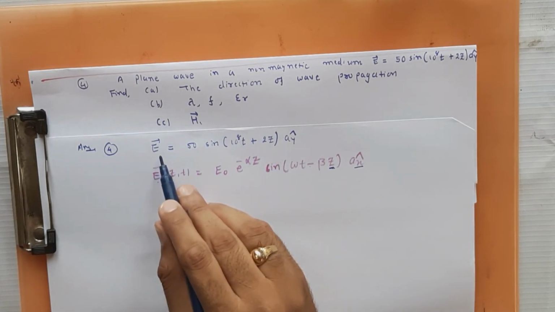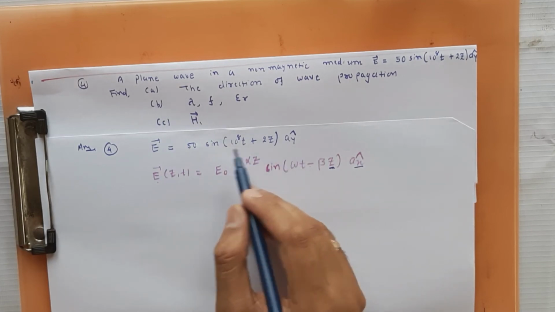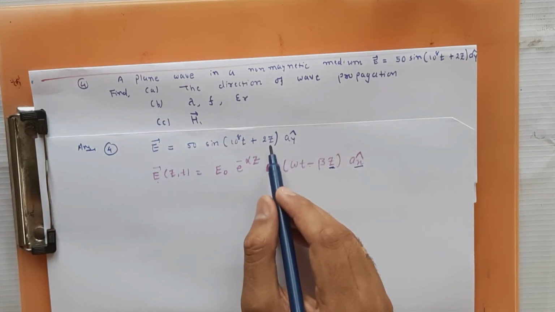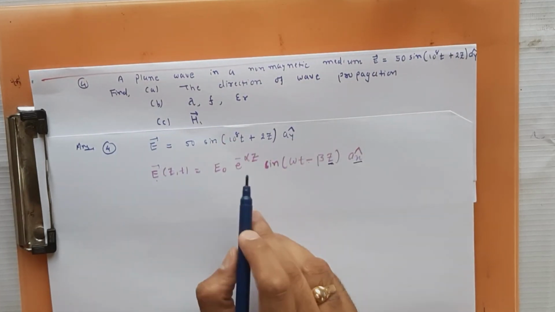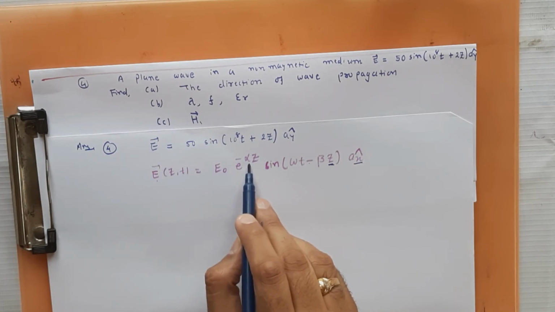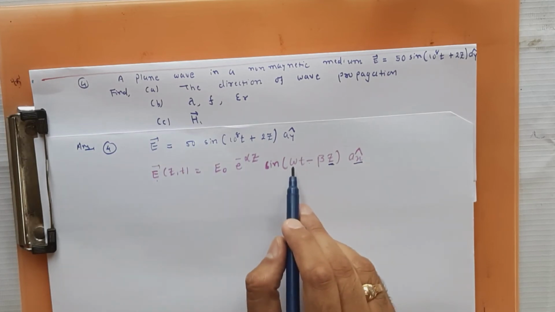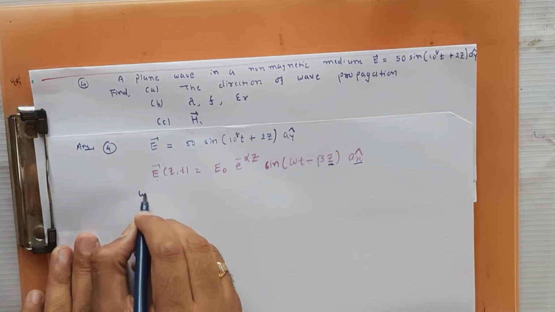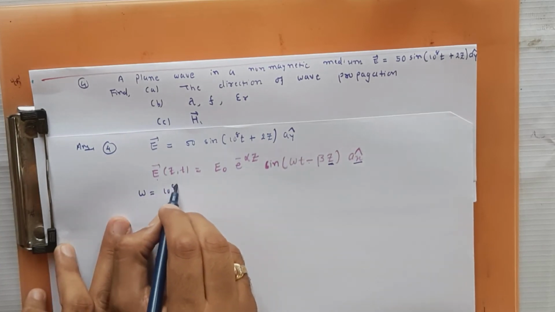Okay, so electric field is present in y direction, but the direction of wave propagation is negative z direction. Okay, now you have to just compare these two. So value of alpha is equals to 0. That means no attenuation. That means the conductivity is 0. Okay, what is the omega? Okay, so again omega is equals to here 10 raised to 8.